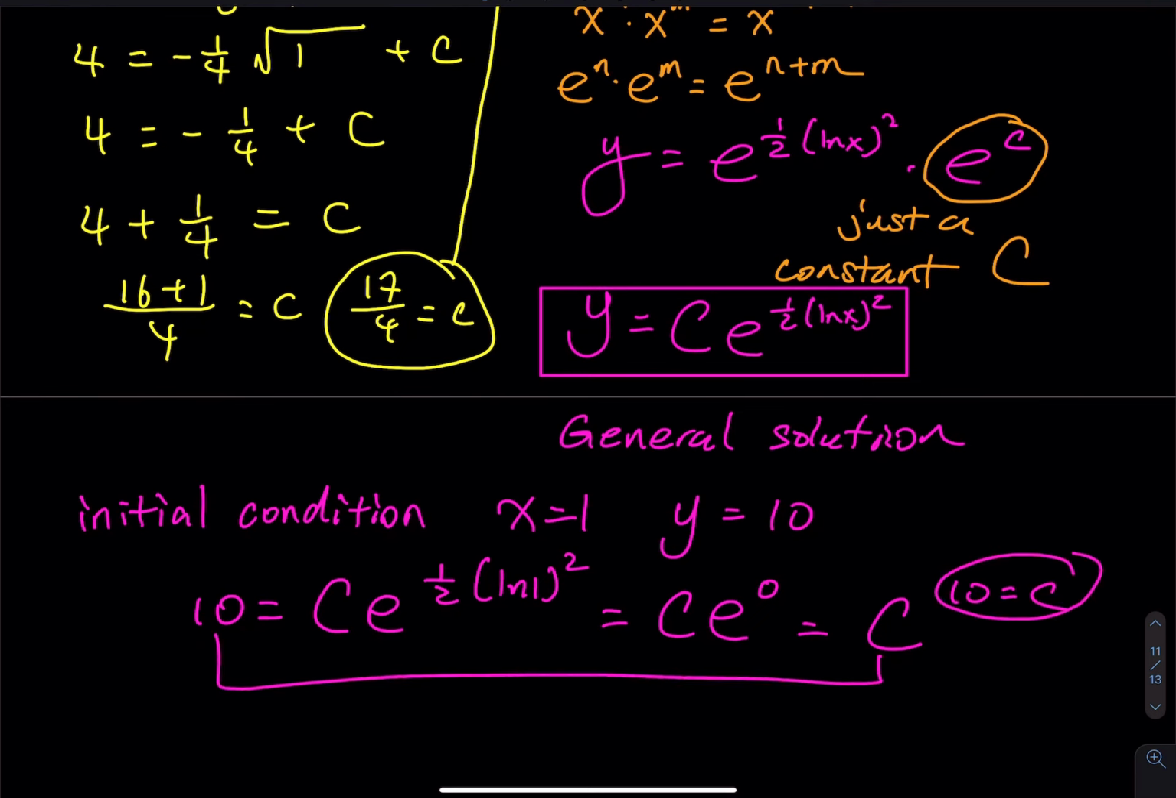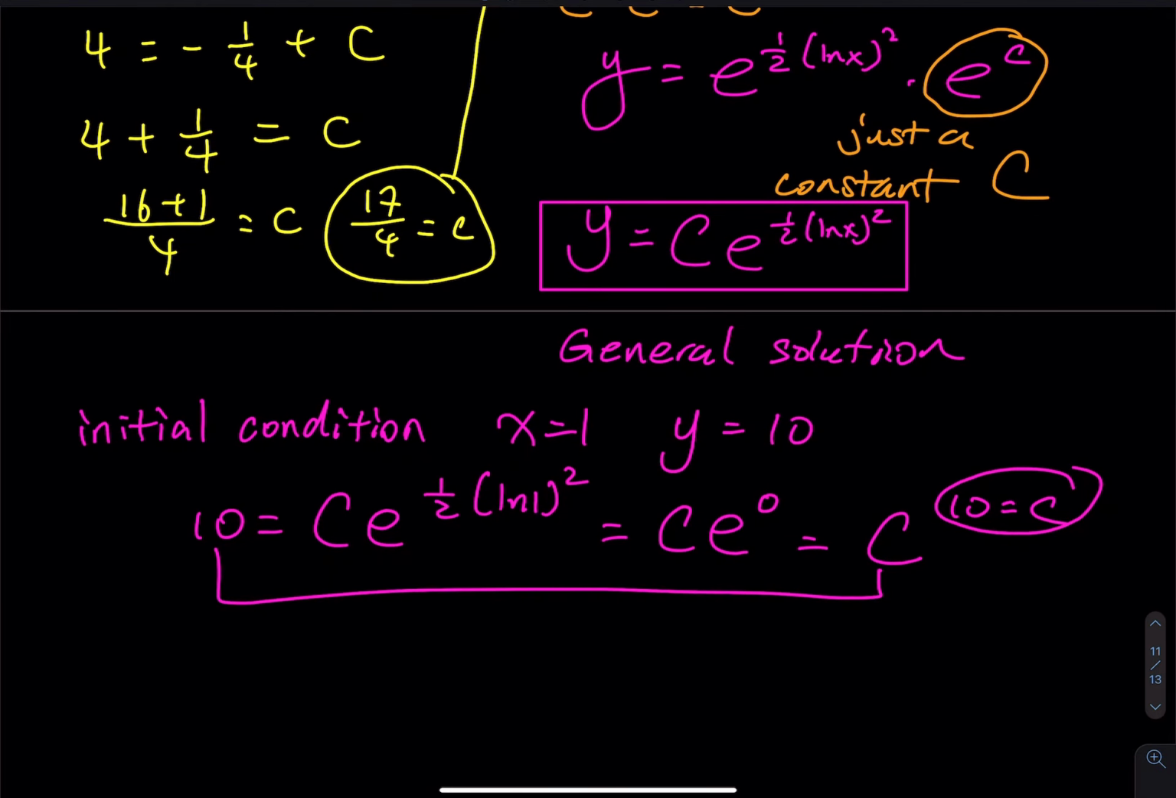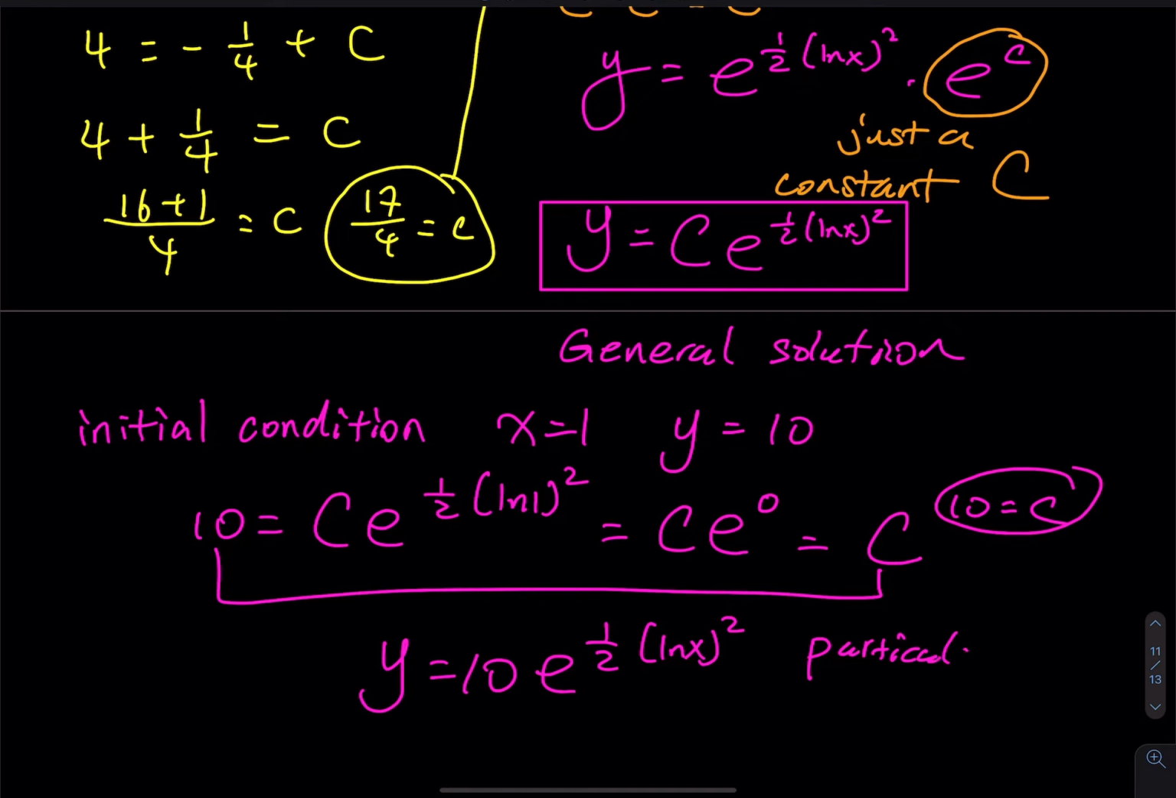Using this initial condition, you plug in the 10: y equals 10 e to the 1/2 (ln x) squared. So this is called the particular solution. And then of course, if you have a different initial condition, you get a different particular solution.